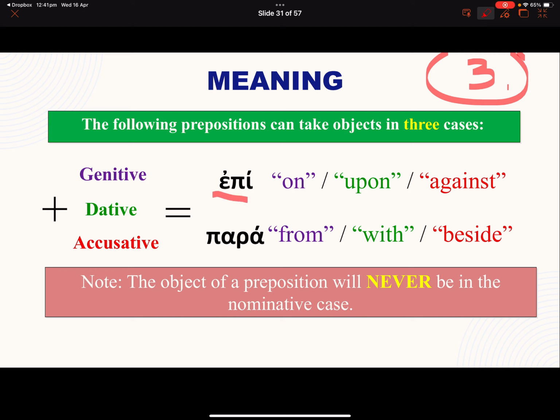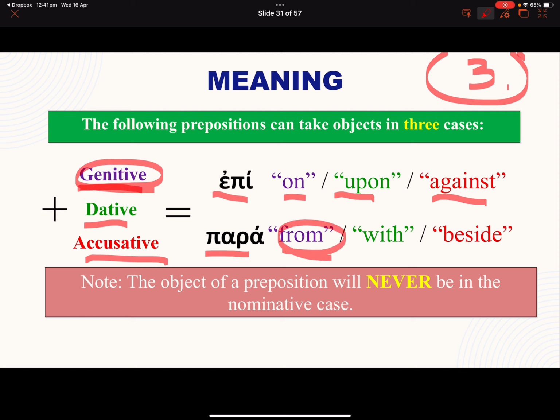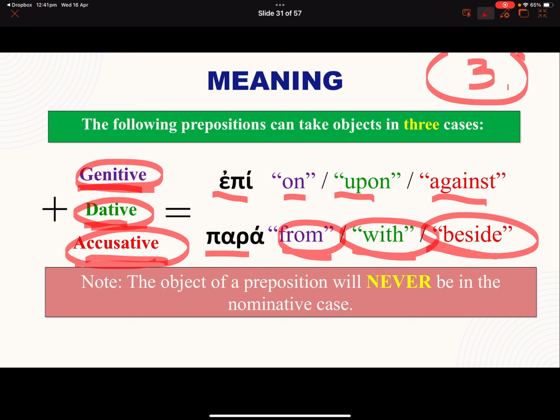So the word epi, when it's followed by a genitive, it means on. When it's followed by a dative, it means upon, so it's quite similar. When it's followed by the accusative, it means against. A little bit more complicated, our second example here, para. When it's followed by the genitive, it means from. When it's followed by the dative, it means with. And when it's followed by the accusative, it means beside.